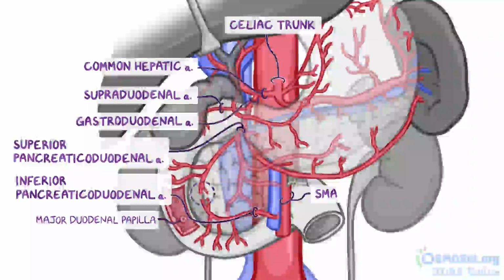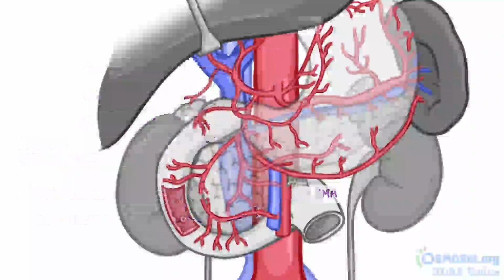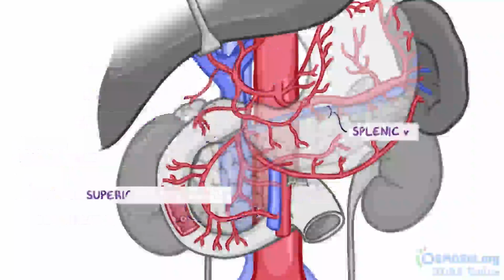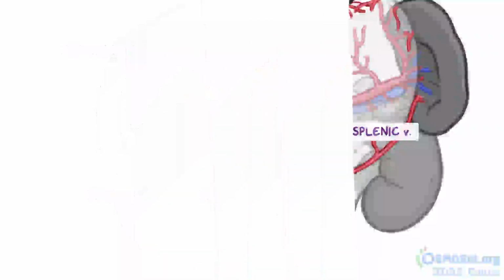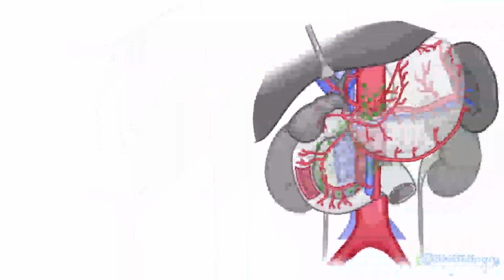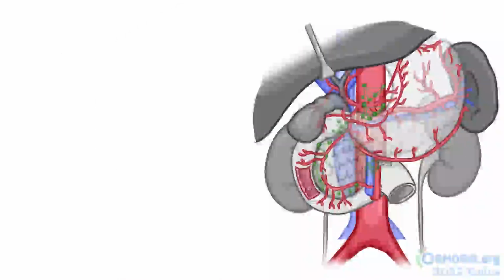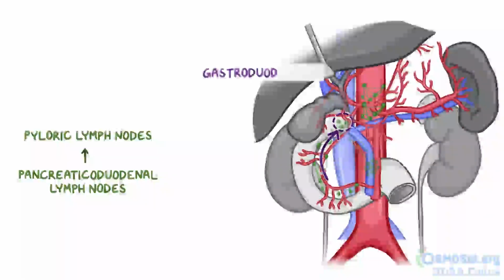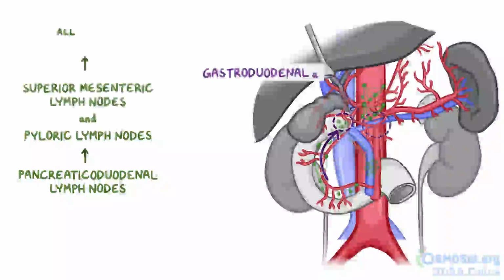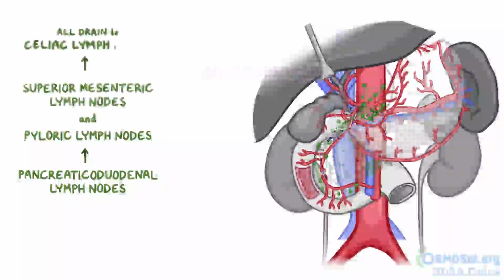The veins of the duodenum drain alongside the arteries, and venous blood is collected by the splenic and superior mesenteric vein, which eventually drain into the hepatic portal vein. The lymphatic vessels of the duodenum accompany arteries as well, and drain via the pancreaticoduodenal lymph nodes located along the superior and inferior pancreaticoduodenal arteries to the pyloric lymph nodes along the gastroduodenal artery and the superior mesenteric lymph nodes along the SMA. All of these ultimately drain into the celiac lymph nodes.